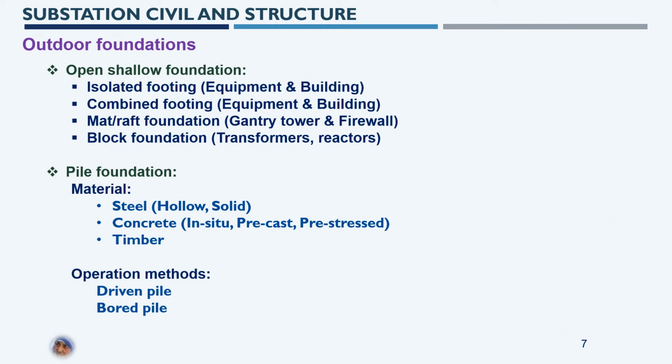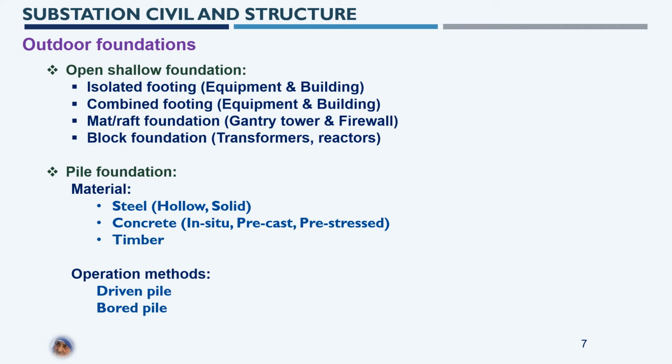Next is outdoor foundation. Outdoor foundation can be widely classified into open shallow foundation or pile foundation. Even in open shallow foundation there are isolated footing, combined footing, mat, raft and block foundation. Generally the isolated foundation is mainly applicable for equipment and buildings. In case of single phase equipment, the isolated foundation is apt. Combined foundation is applicable for equipment and buildings also. For three phase equipment like disconnector and circuit breaker, the combined foundation is applicable.